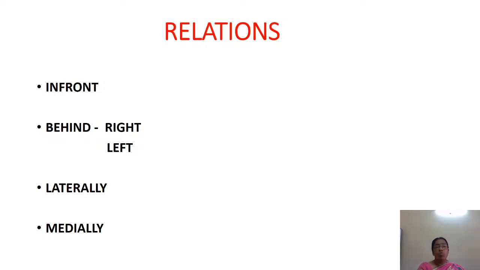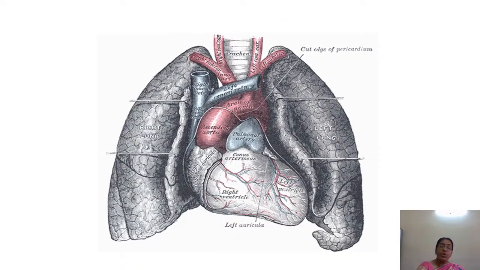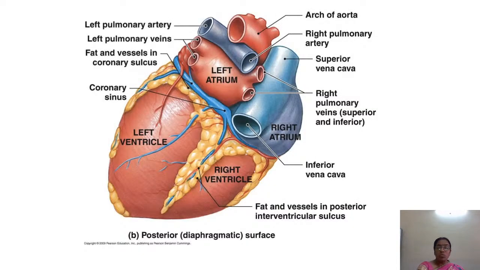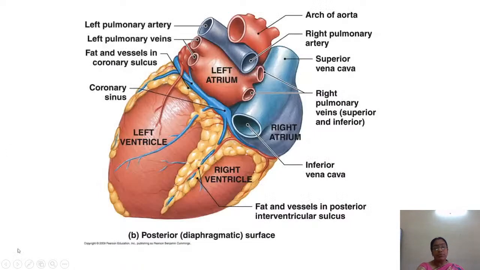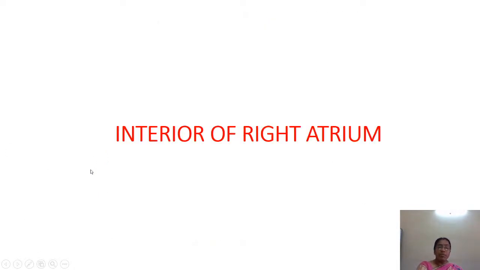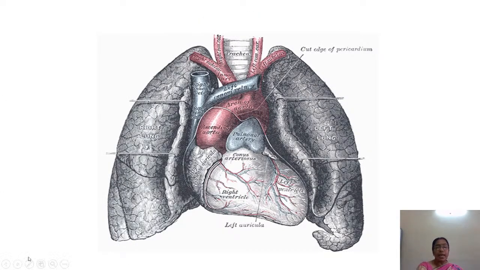Now, coming to the relations, what are the relations of the right atrium? What are they in front, behind, laterally and medially? In front of the right atrium, you can see the sternum along with the costal cartilages, that is the third to the sixth costal cartilage. When you go behind, you can see the lungs, covered with pleura. On either side, medially and laterally, you come across the medial surface of the right lung. Laterally, it is the pulmonary trunk. So these are the relations of the right atrium.